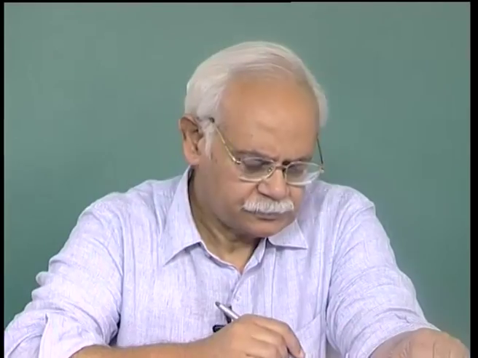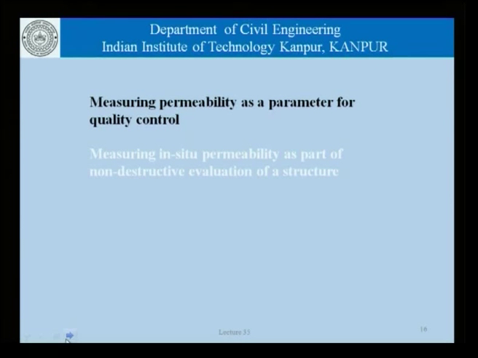We can talk in terms of measuring permeability of concrete in situ in the structure. Now, out of these two, the discussion today would focus on measuring permeability as a parameter for quality control. That is, we will be primarily talking about some tests which have been proposed and developed in the last, say, 20, 25, 30 years, and establish permeability as a characteristic of concrete, independent of compressive strength.